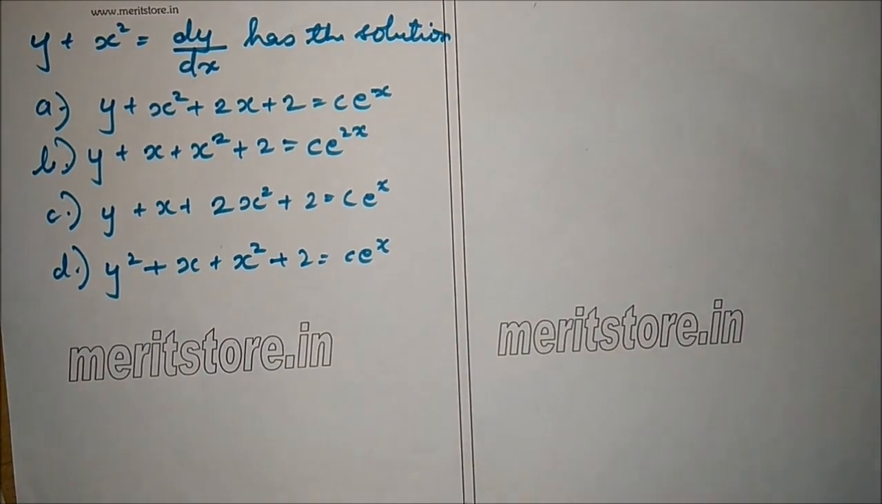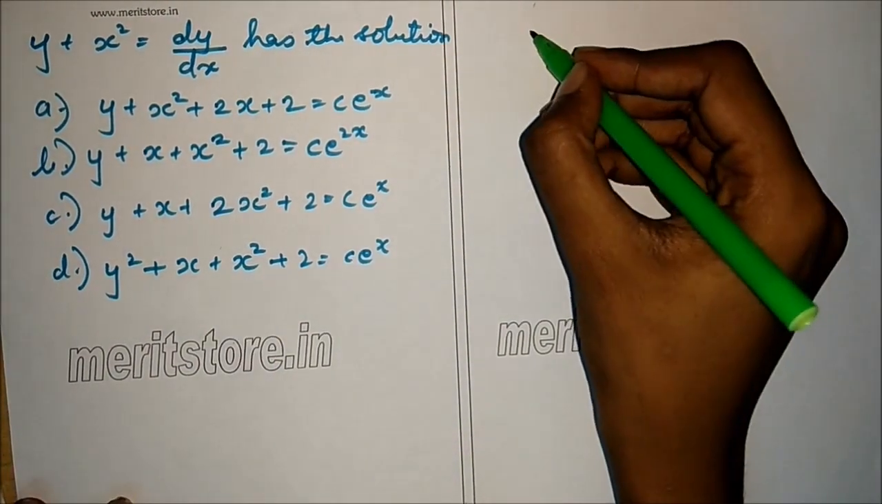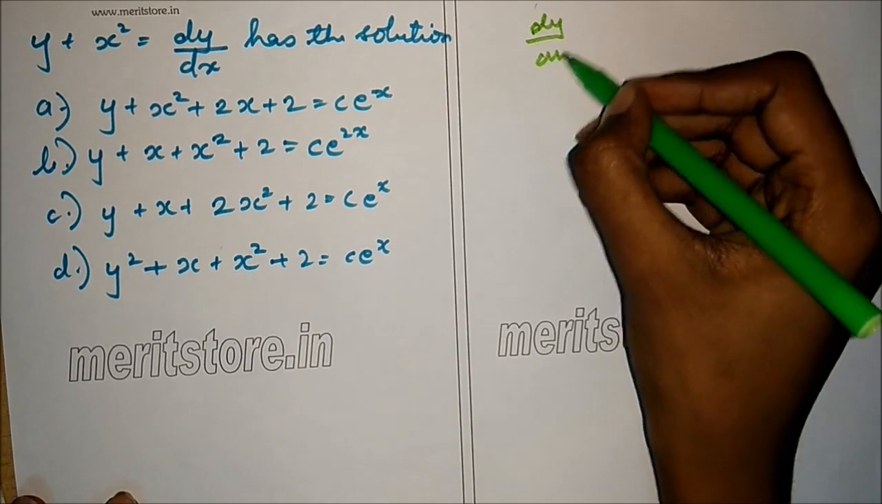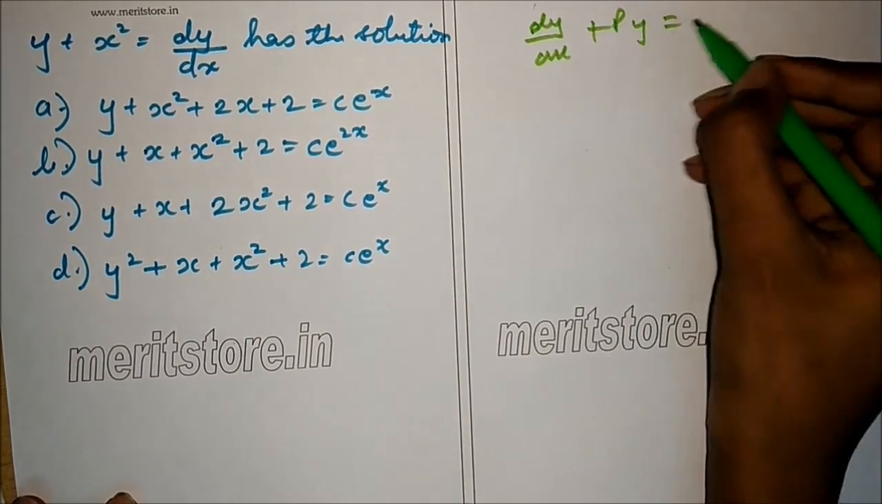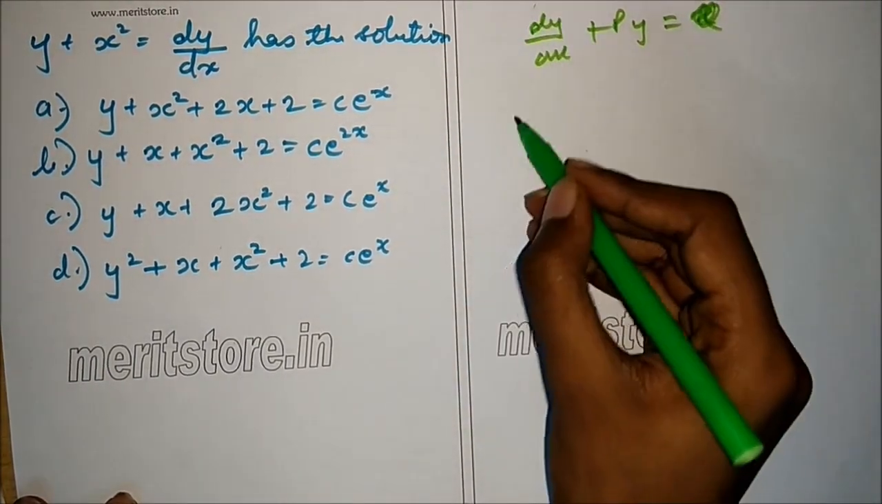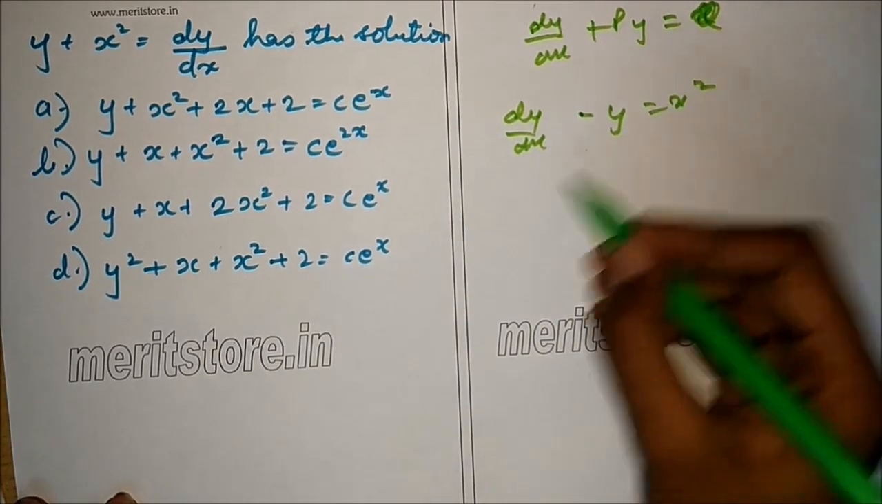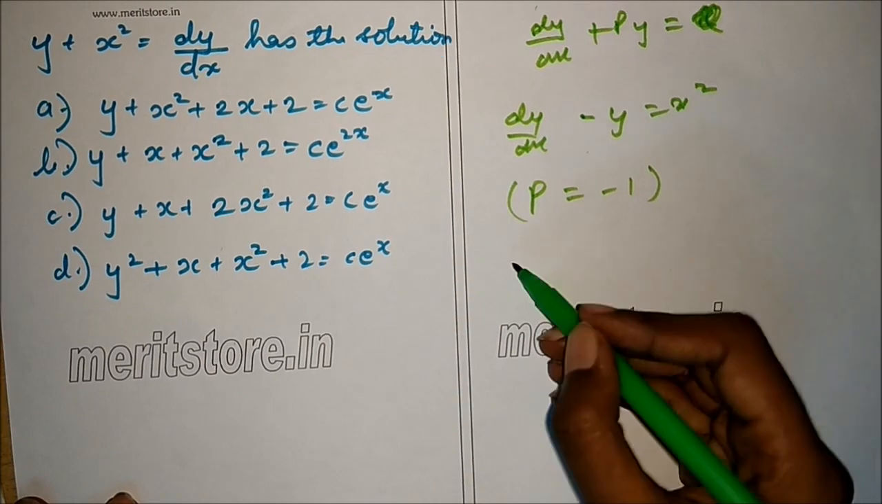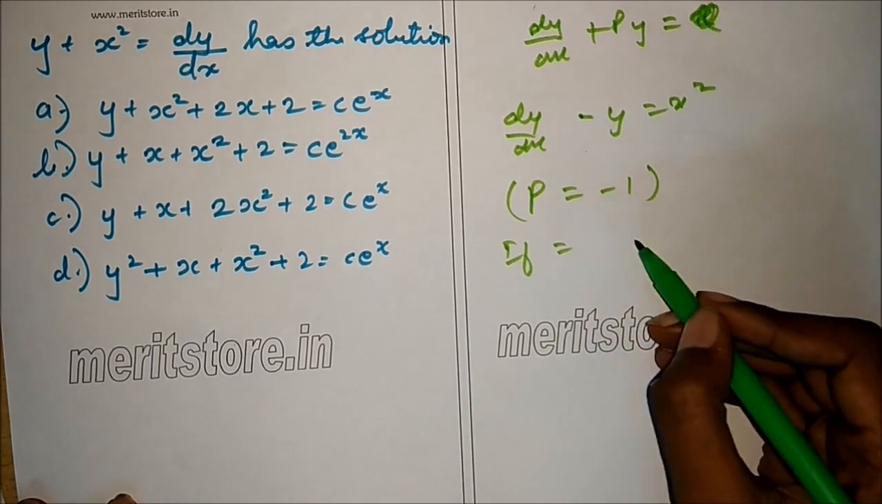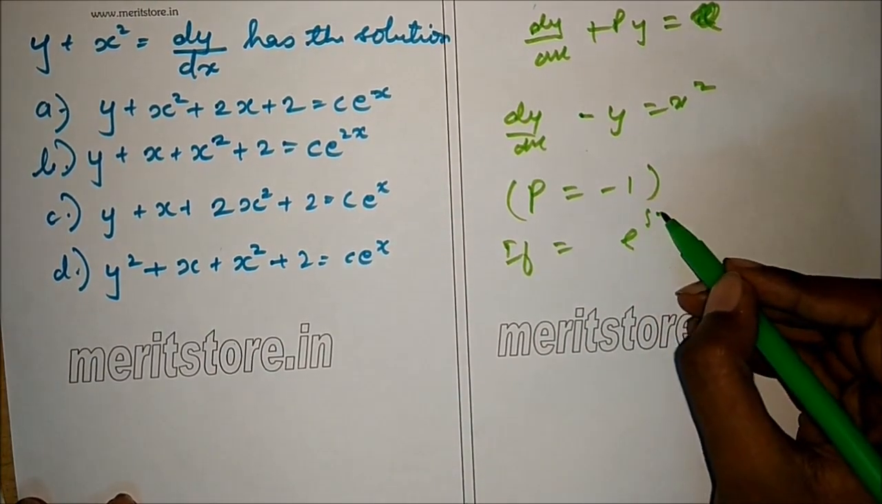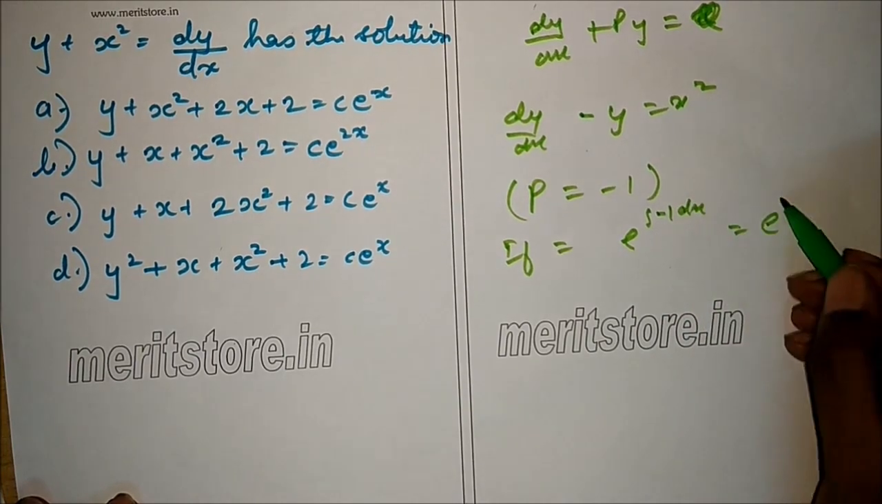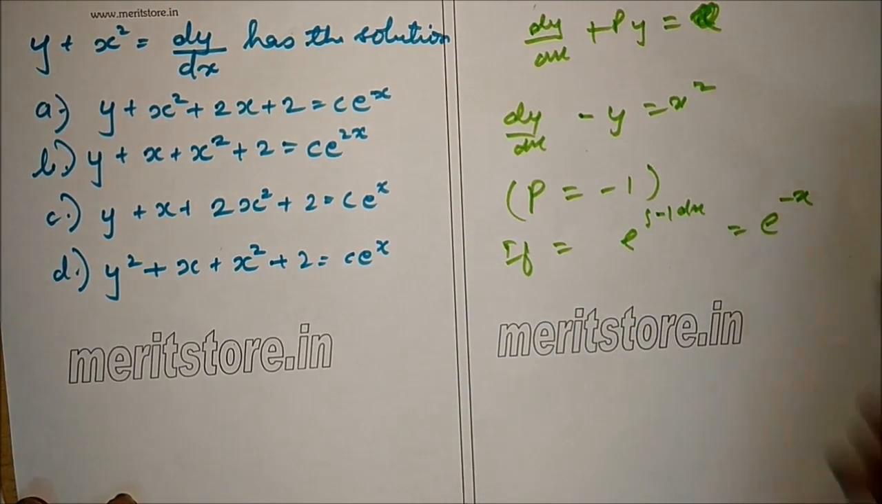Next, y plus x square equals dy by dx. So we have to bring this in the form of dy by dx plus py equals q. So this will be dy by dx minus y equals x square. So here p will be minus 1. So integrating factor is e raised to integral p dx, that is e raised to integral of minus 1 dx. So this will be e raised to minus x. So integrating factor is e raised to minus x.